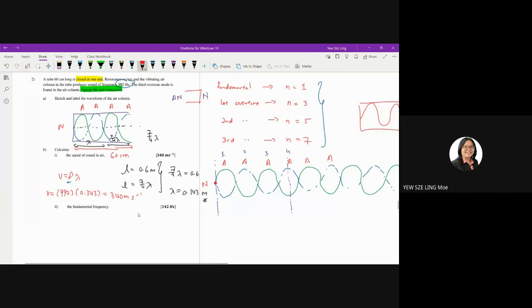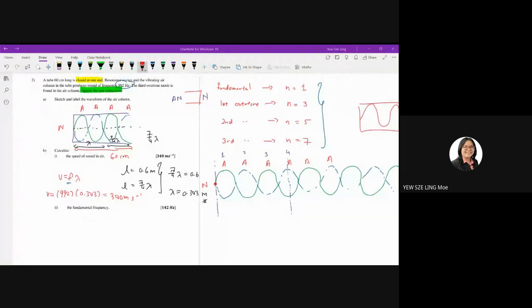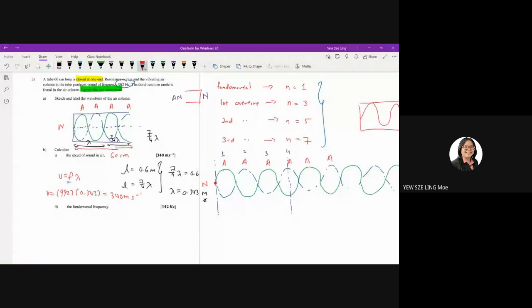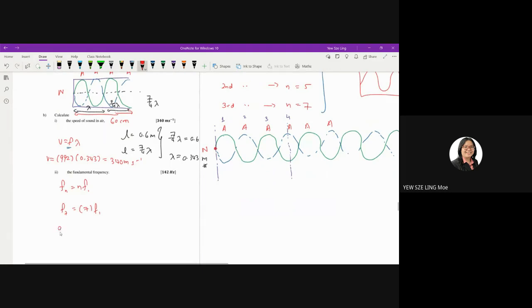Now let's see. Question 2 asks you to calculate the fundamental frequency. Of course you can. What we do know is Fn equals nF1, where F1 is your fundamental frequency. Right now we have the 7th harmonic, so F7 equals 7 times F1. The value given is 992 hertz equals 7 F1. Therefore, the fundamental frequency is 142 hertz. So this is the shortcut.